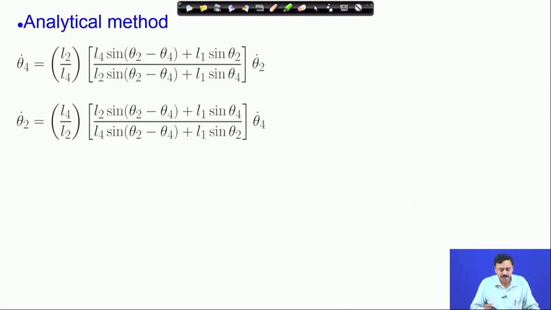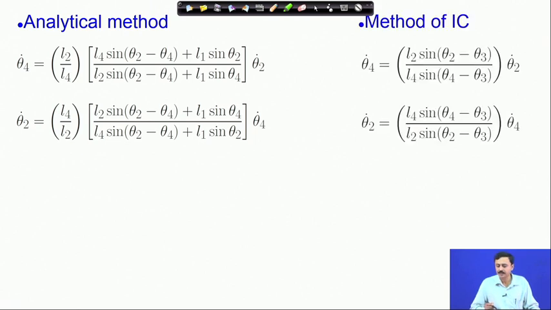So, let me put them side by side. This is the relation we obtained from the analytical method. On the right I have put the expressions obtained from the method of ICs. The value at a particular configuration will remain the same. The expressions may look very different, but they represent the same relation, the relation between theta 2 dot and theta 4 dot.